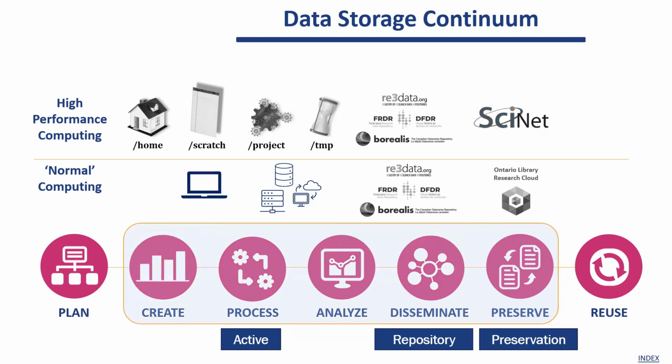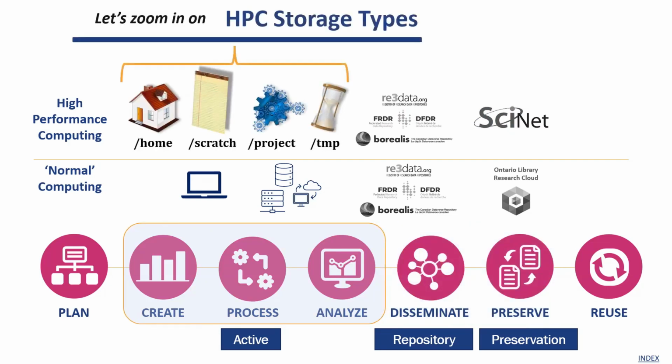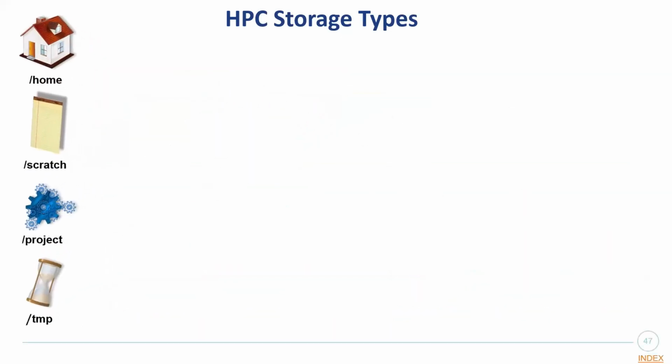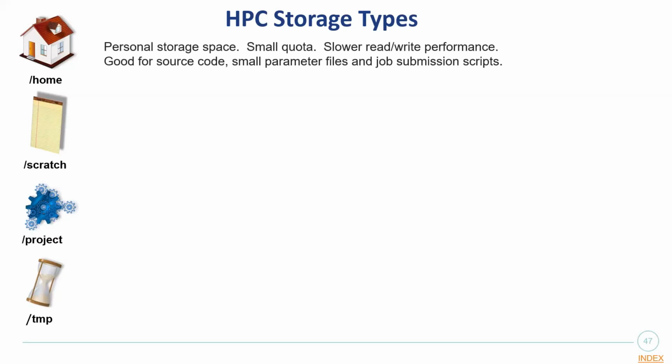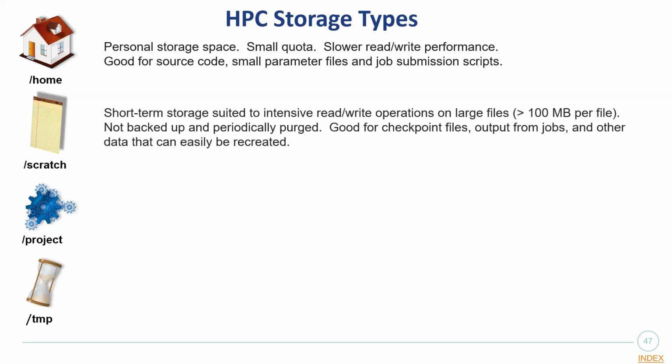So there are similarities and differences between storage in normal and HPC computing contexts. Let's zoom in on the HPC storage types. Home is personal storage space with a small quota, slower read-write speeds, and it's good for source code, small parameter files, and job submission scripts. Scratch is short-term storage suited for intensive read-write operations on larger files, is not backed up, and is periodically purged. This is good for checkpoint files, output from jobs, and other data that can be easily recreated.